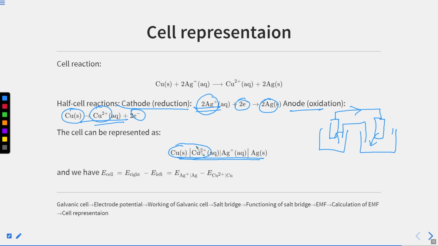So on the left hand side we have our oxidized species. And on the right hand side, we have our reduced species, meaning the one which is getting reduced. It is called the reduced species. So this is the formula that we have.